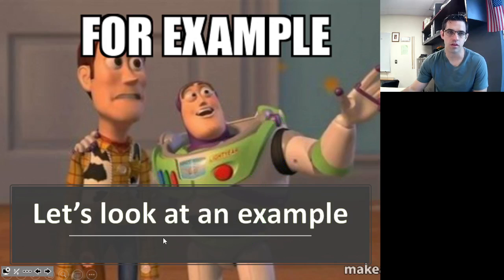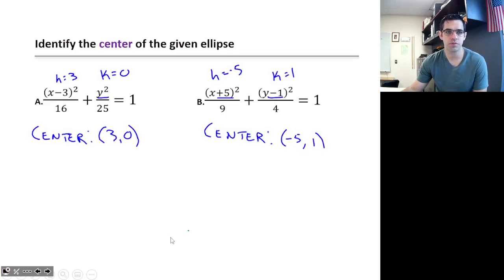Okay. So if you look at some examples, where is the center of these ellipses? Well, if we have (x minus 3) squared and we have y squared, then the h value is positive 3 and the k value is 0. So the center of the first ellipse will be at (3, 0). The second example, we have (x plus 5) squared and we have (y minus 1) squared. So the center of this ellipse would be (negative 5, positive 1).